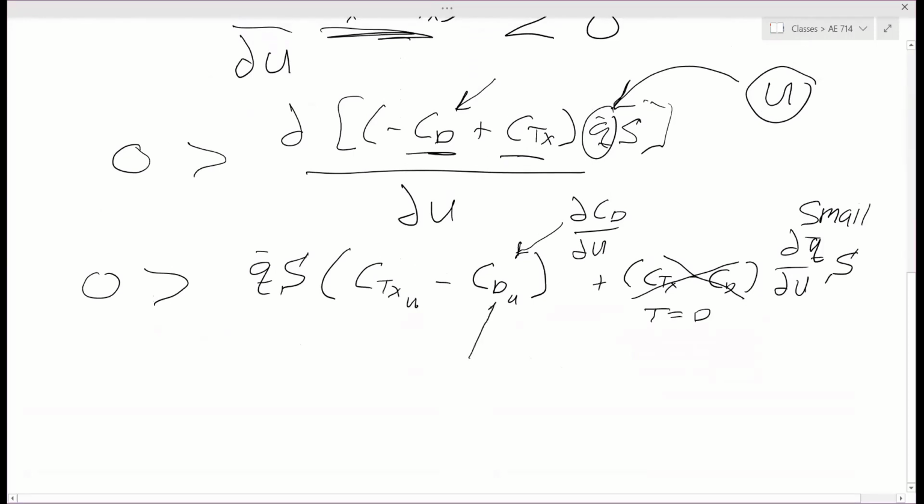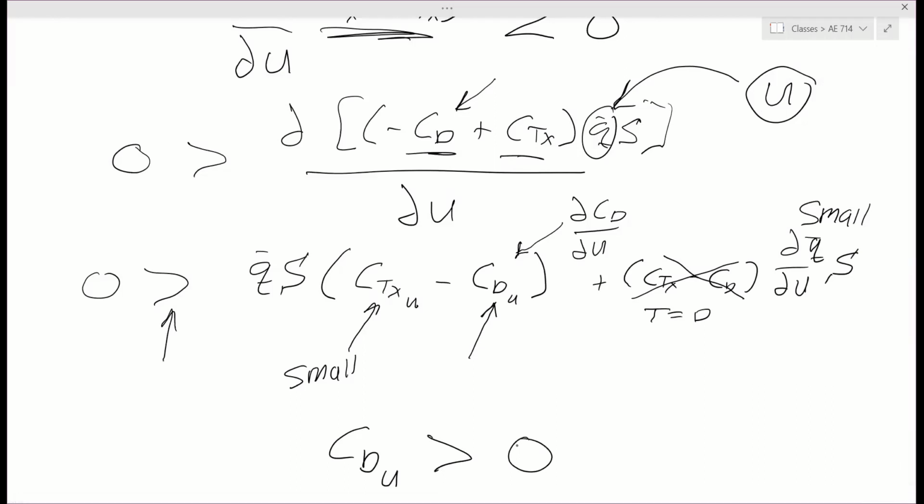Mainly focused on this one, because this effect is not real big. The thrust doesn't change a whole lot with a small perturbation, but the drag can. So this says that CD subscript U, notice the negative sign, so we have to flip this sign. And we get to this point, and you go, well, yeah, that's obvious, right? If the airplane speeds up, we want the drag to increase. And that is a force opposing that forward speed disturbance.